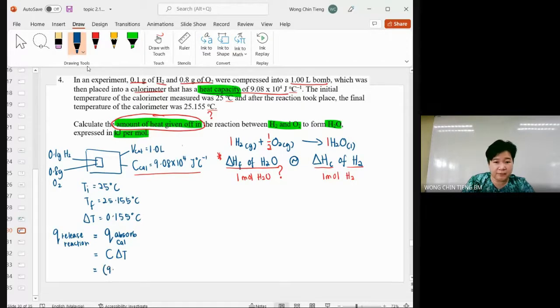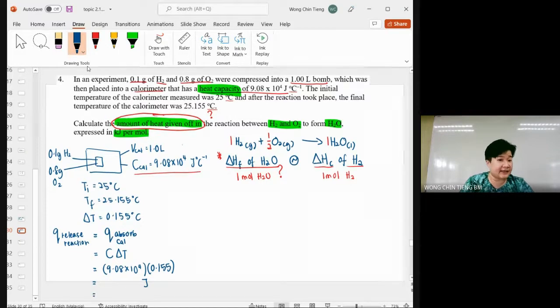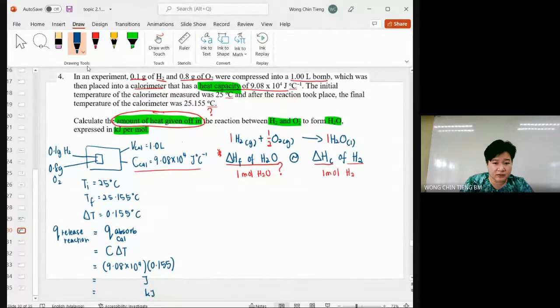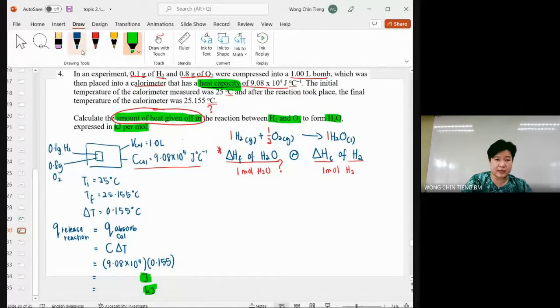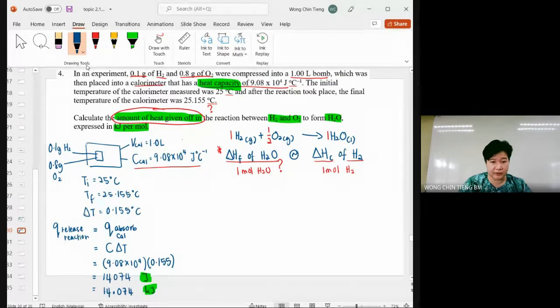So C capital is 9.08 times 10 to the power of 4, and delta T is 0.155 degrees Celsius. You will get this answer in joule, and like I said last Monday, it's better to change it to kilojoule because your value will be smaller. But on condition, whoever changes to joule or kilojoule, Miss Wong asks for one thing: put the unit that you changed to. If I'm not mistaken, you got 14074 joule, changed to kilojoule 14.074. Am I right? Before I move on, any problems so far? This part is only the calorimeter.